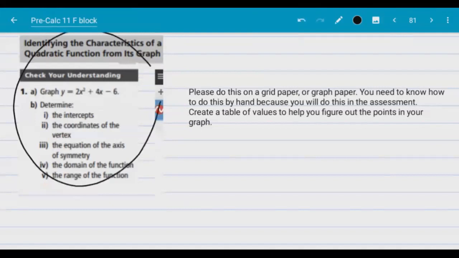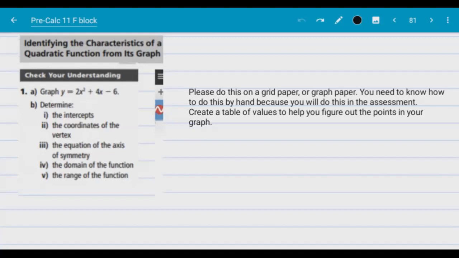All right, so you are to graph this by hand. Now, please do this on a grid paper or graph paper. You need to know how to do this by hand because when we get to the assessment, you will have to do this by hand. You may begin by creating a table of values to help you figure out the points in your graph.